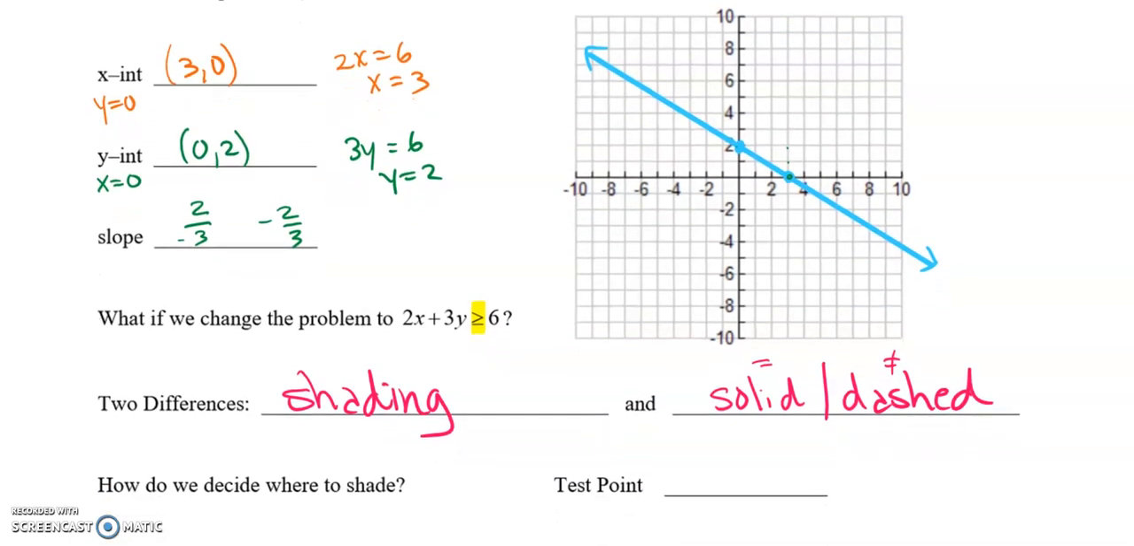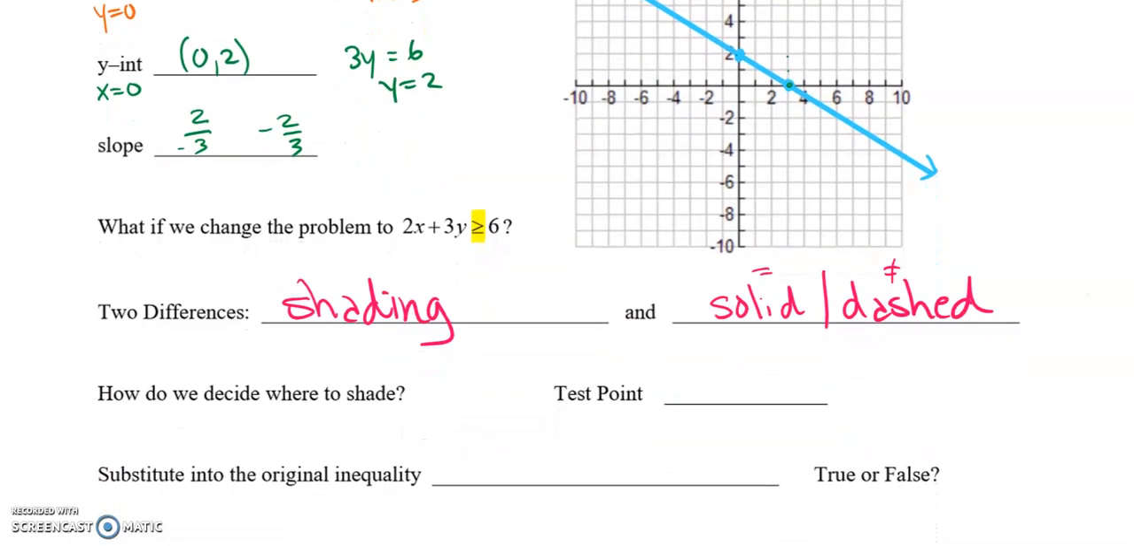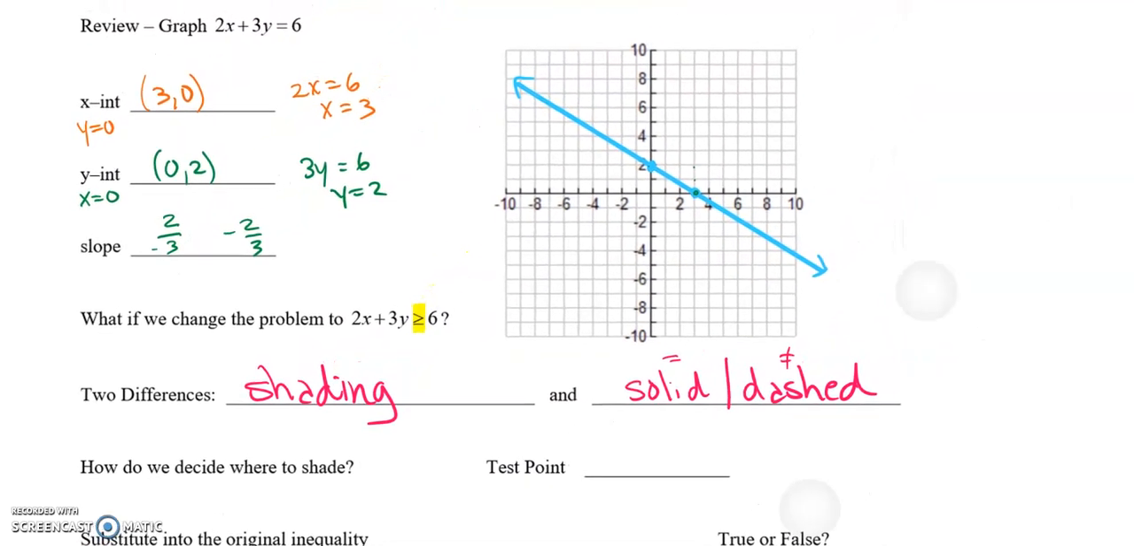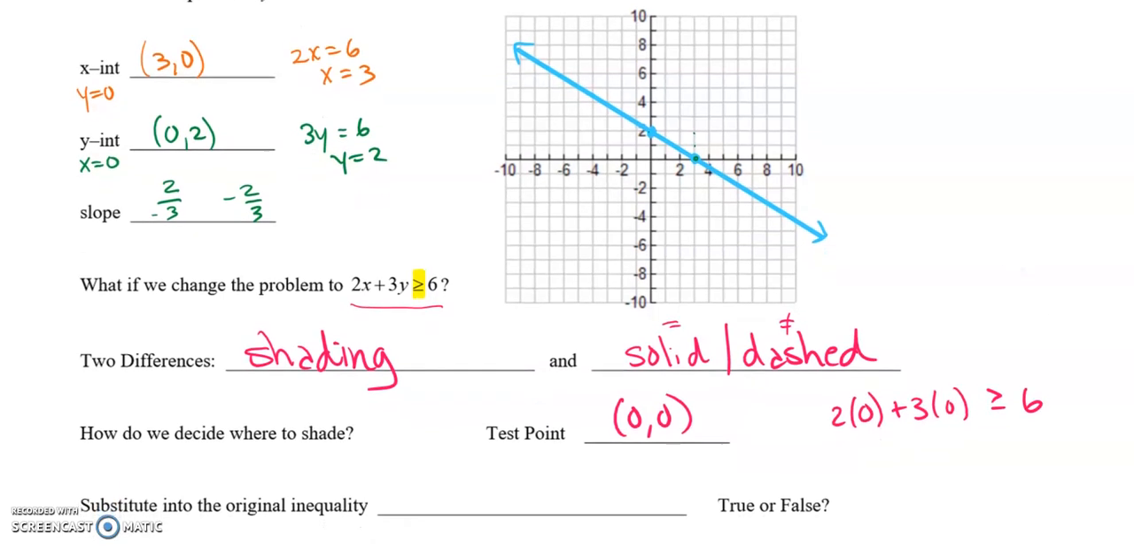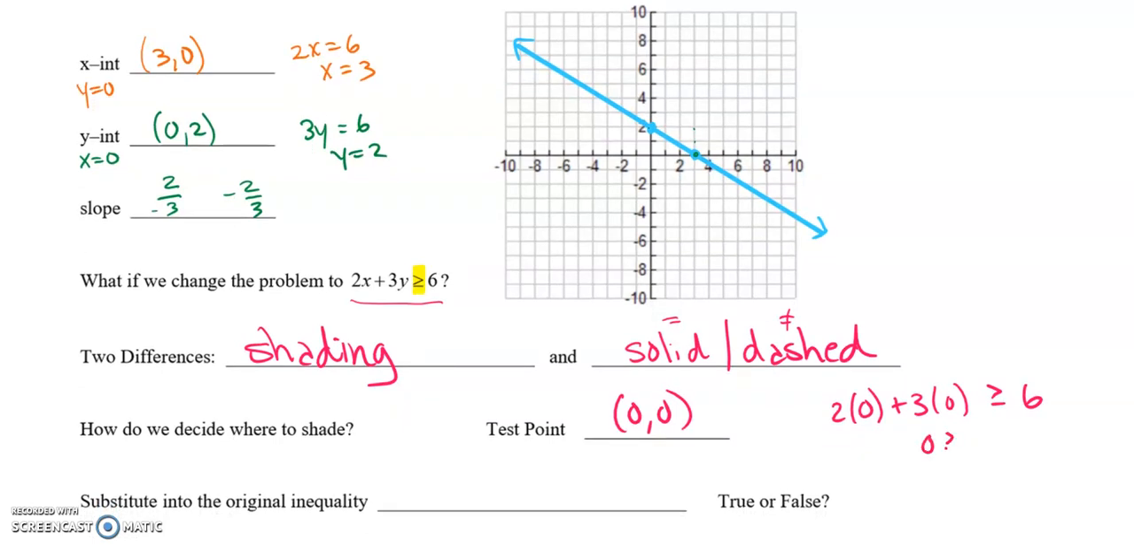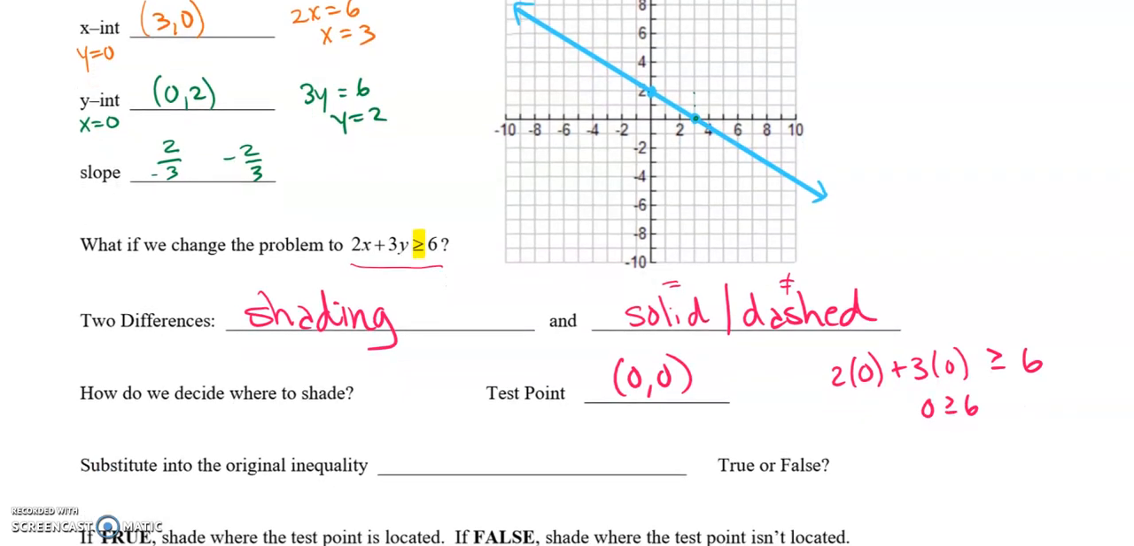So how do we decide where to shade? I usually pick a test point. You pick a point that you know for sure which side of the line it falls on. The easiest test point to plug in is 0, 0. So I usually pick 0, 0. When I plug in 0, 0 into my inequality, I get 2 times 0 plus 3 times 0 is greater than or equal to 6. That says 0 is greater than or equal to 6.